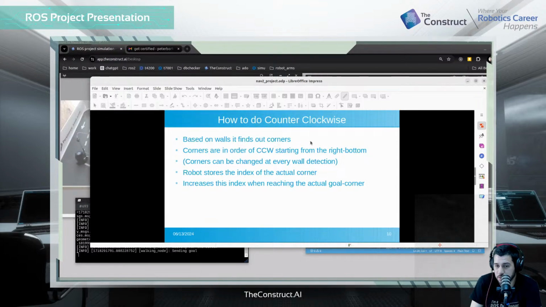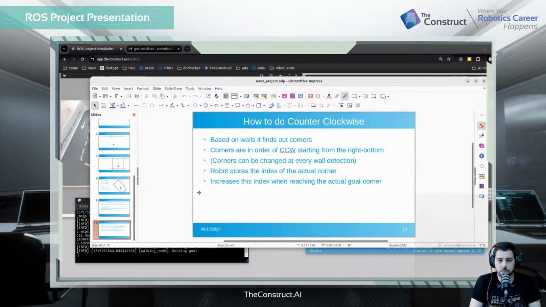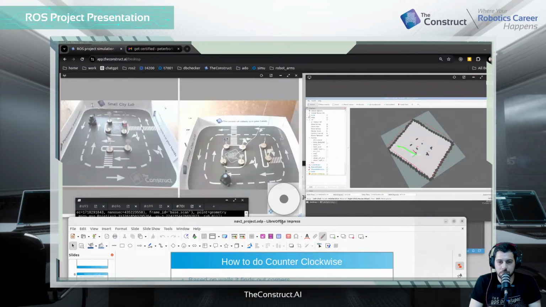First I found the corners, and when I found all four, I sorted them in a counterclockwise manner, and then I just store the actual index of the corner and go to the next one. I'm increasing the index of the corner. So this is how it goes counterclockwise. And that was all about the presentation. So let's see, it's still going. It all works. Awesome.